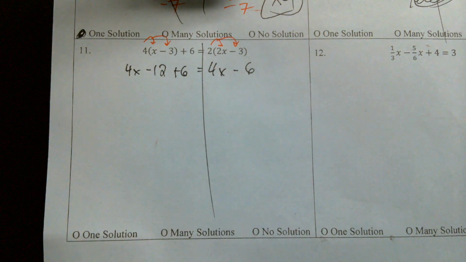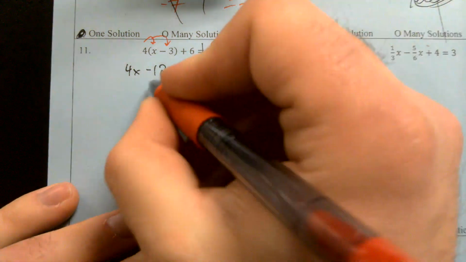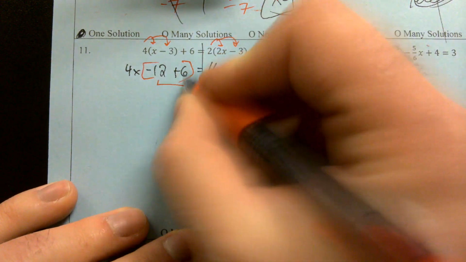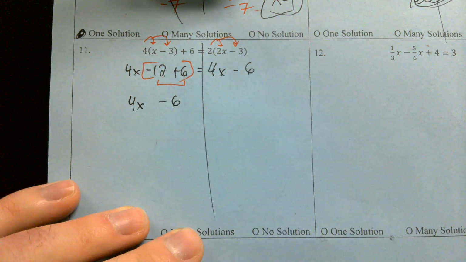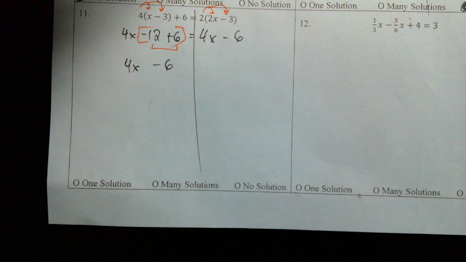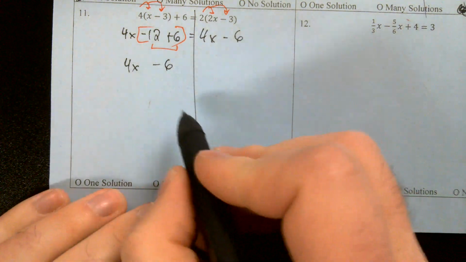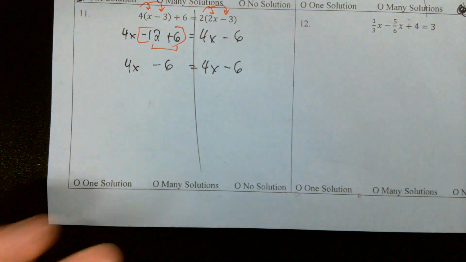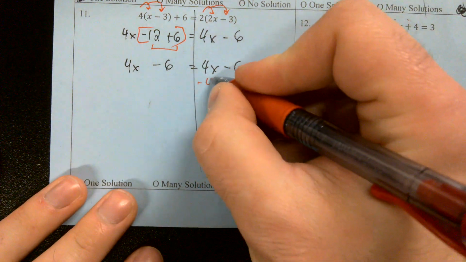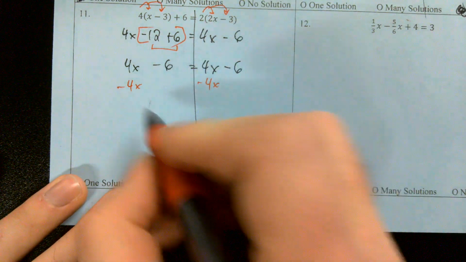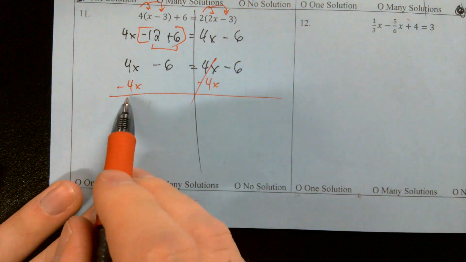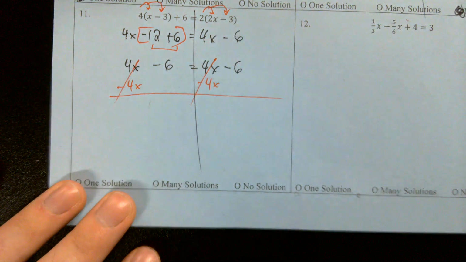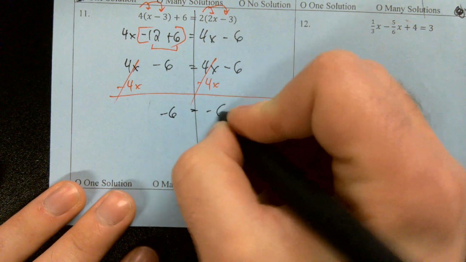What can we do on the left? Okay, that's right. Combine the negative 12 and 6. What does that give us? Negative 6. Right? If we have negative 12 and we're adding 6, we get negative 6 equals 4x minus 6. Bring my 4x to the left. Those cancel. What about these 4x's? Cancel again. Negative 6 equals negative 6.